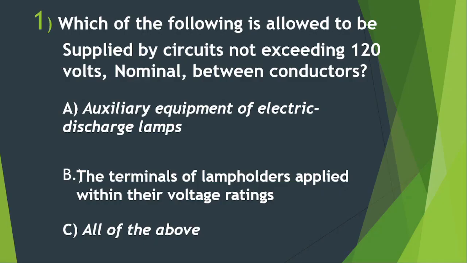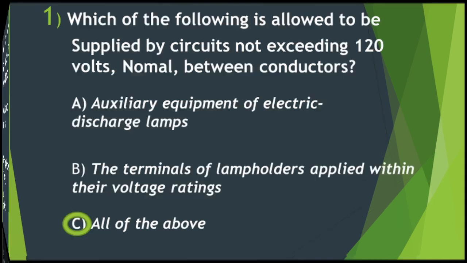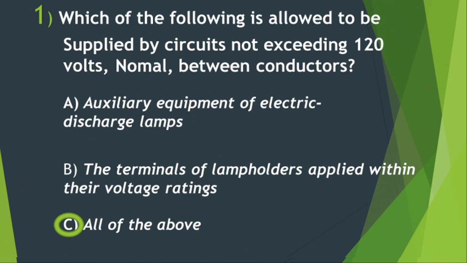Number 1. Which of the following is allowed to be supplied by circuits not exceeding 120 volts nominal between conductors? A. Auxiliary equipment of electric discharge lamps. B. The terminal of lamp holders applied within their voltage rating. C. All of the above. Answer is C. All of the above.